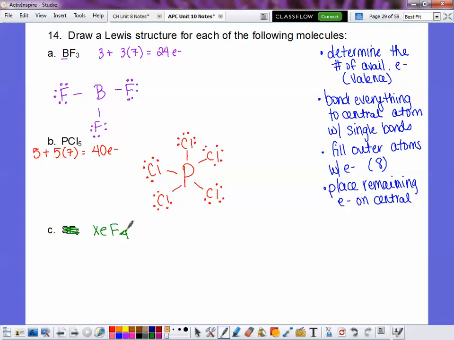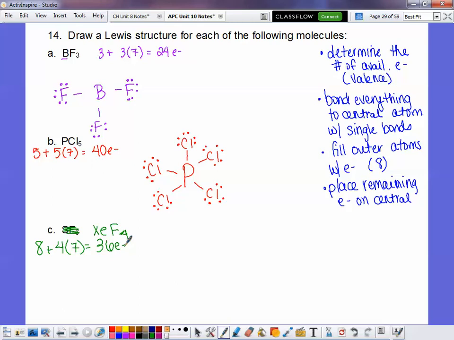Xe, this is a noble gas. Yes, this is a noble gas in a covalent compound. It is possible. Xenon and krypton are really going to be your only ones that do that. Argon maybe, but krypton and xenon are going to be the ones you're going to see. And we don't use radon because it's so radioactive, it really doesn't actually make compounds because it doesn't stick around long enough. So xenon has 8 available, and then each fluorine has 7. So that is a total of 36 electrons.